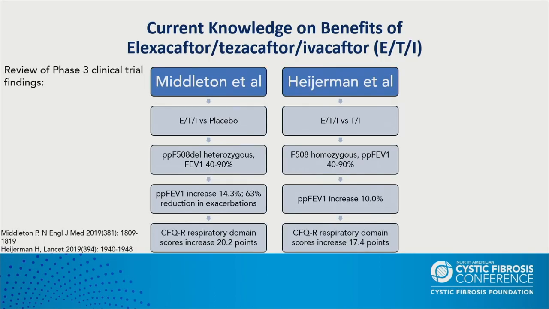So just to set the groundwork and give a little bit of a baseline as to why I was interested in this study, I know a lot of you are probably familiar with this information already, but this is a brief overview of some of the phase 3 clinical trial findings of elexacaftor, tezacaftor, ivacaftor. There was a major study in the F508 heterozygous population that found an FEV1 increase of 14.3% and a 63% reduction in exacerbations, as well as a CFQR respiratory domain score increase of 20.2 points.